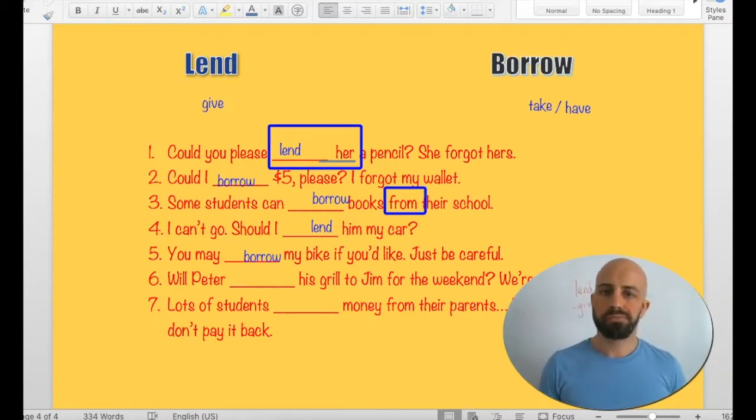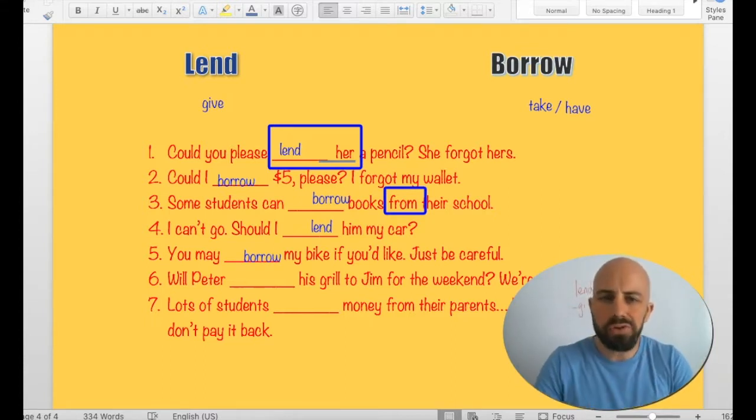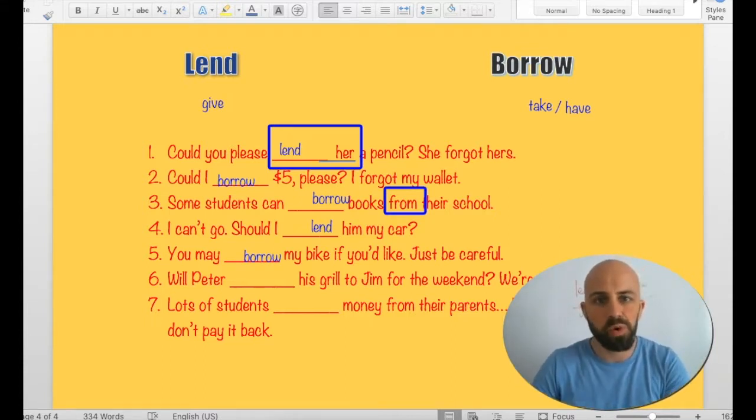I could, or I can, or I will lend you my bike. I will lend you. I will lend you this information. You just have to use it correctly in the real world.